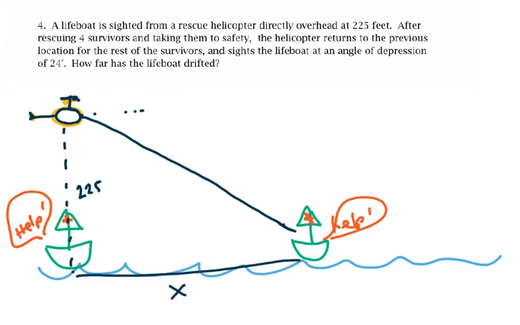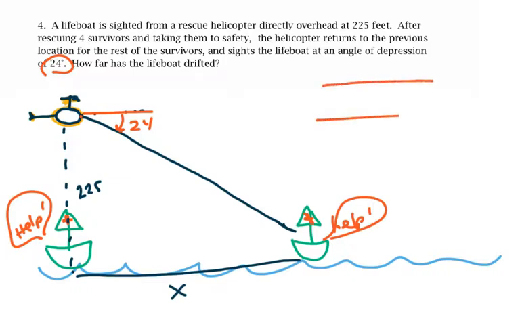And so the tricky part about this is, where do I put the 24 degrees? So it says that it sights the lifeboat at an angle of depression. So something is looking down. So where would it be? The number one mistake is people will put the 24 right there, and that's wrong. So if you think about an angle of depression, it's the helicopter that is sighting the boat. So there's the line of sight. It's sighting the boat. It has to look down, so 24 degrees.